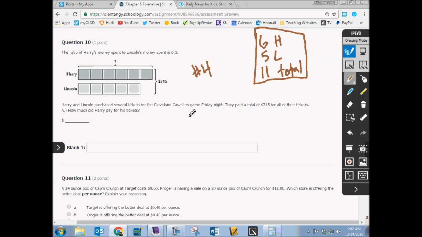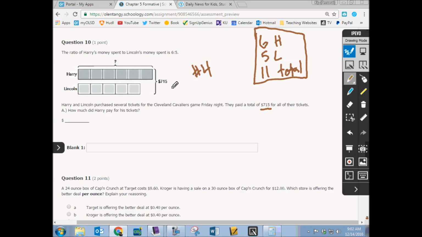Okay, let's go through and figure out what these guys are wanting to do now. Harry and Lincoln purchased several tickets to the Cavs game Friday night. They paid a total of $715 for all their tickets. How much did Harry pay for his tickets?